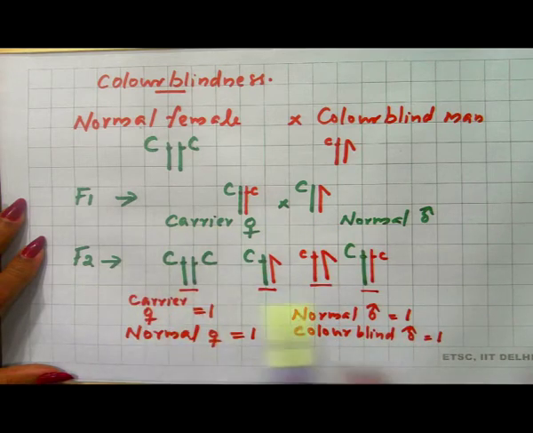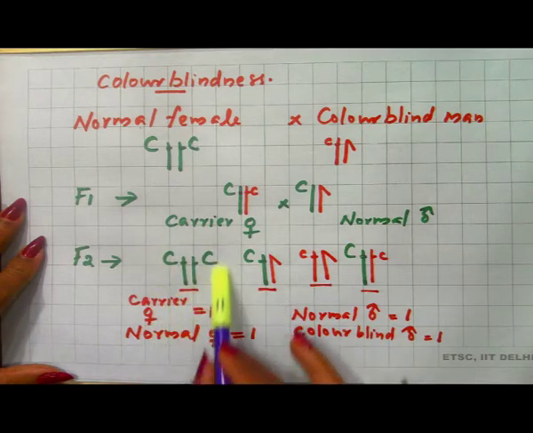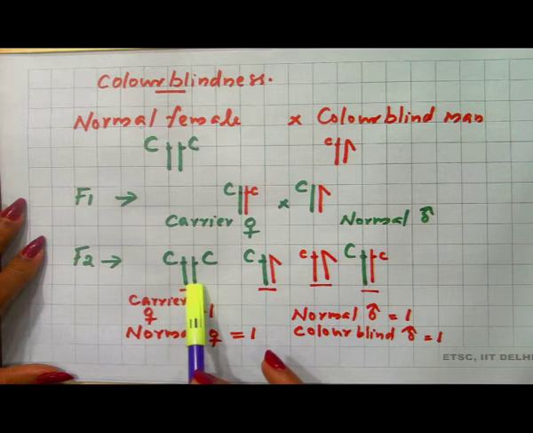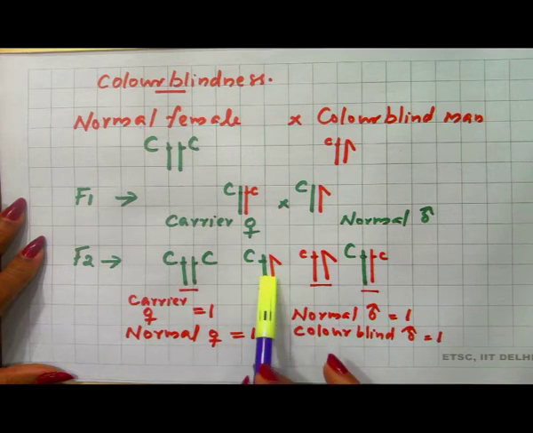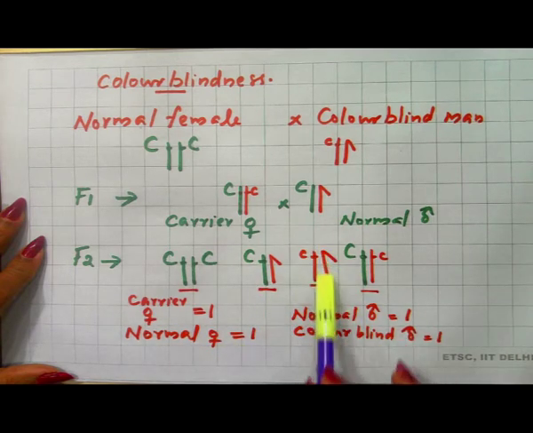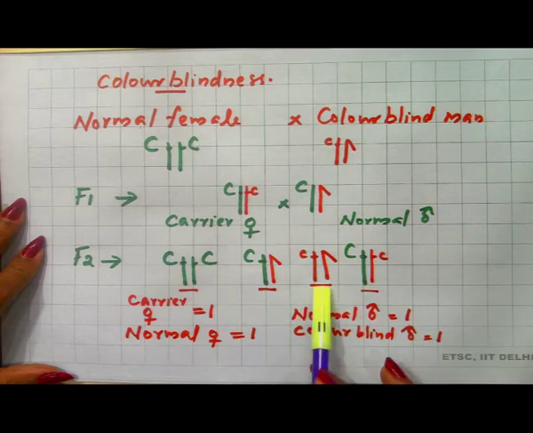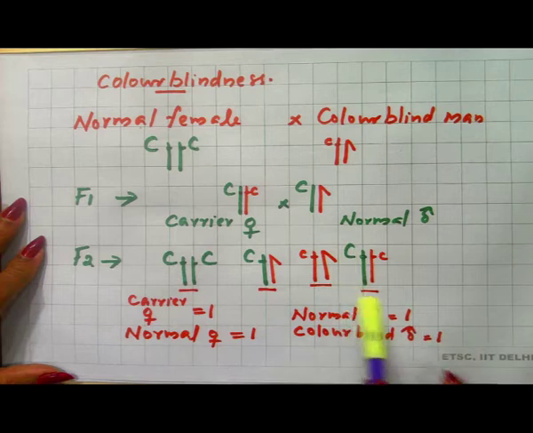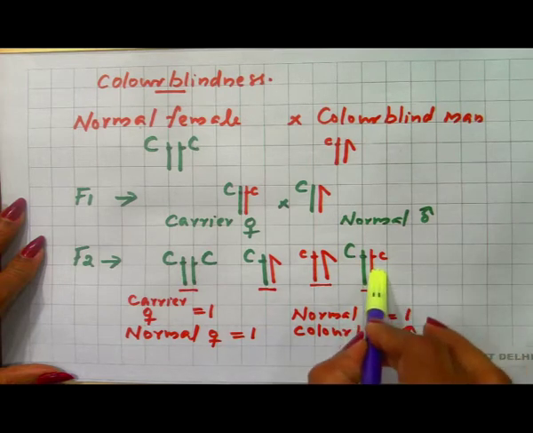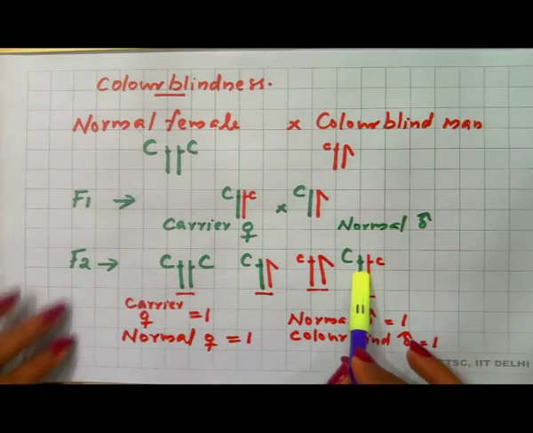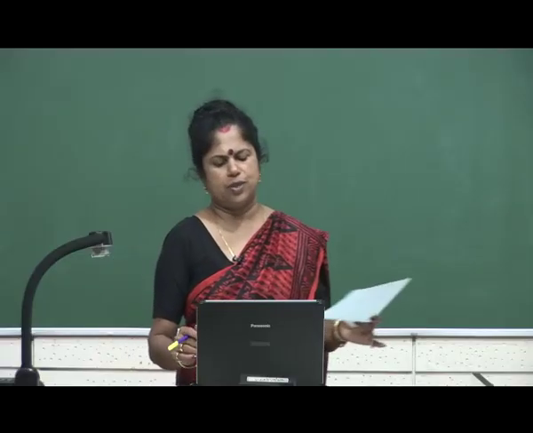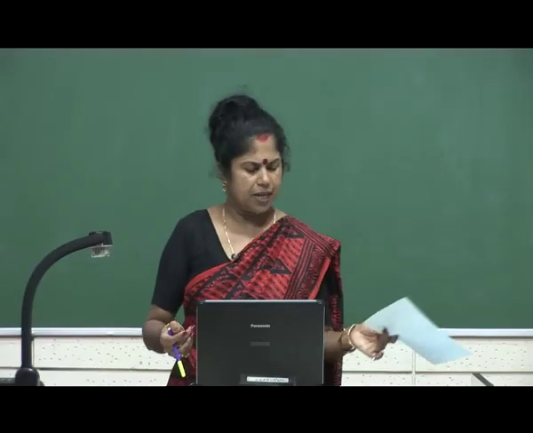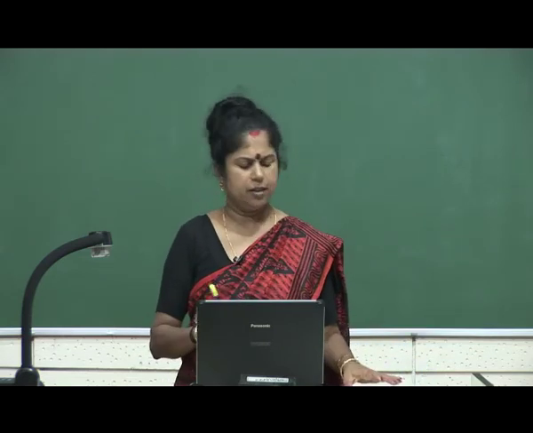Now, among the F2 generation, the possible phenotypes of progenies are: one female that is normal, one male that is also normal, this is a color blind male individual, and this is a carrier female. So, these are the different types of progenies appearing in 1:1:1:1 ratio regarding male as well as female in this phenotype.